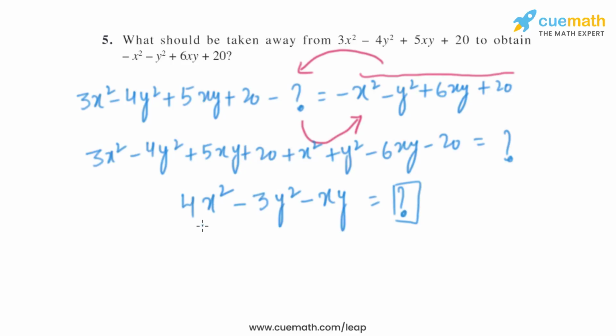This is the expression which we will subtract, 4x² − 3y² − xy, from 3x² − 4y² + 5xy + 20. Then we will get −x² − y² + 6xy + 20.